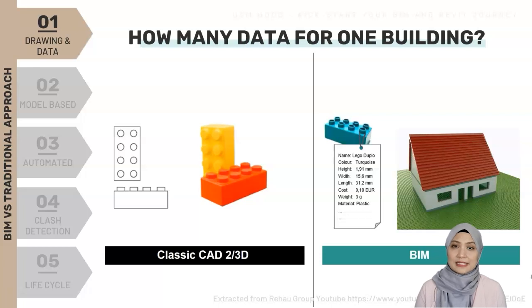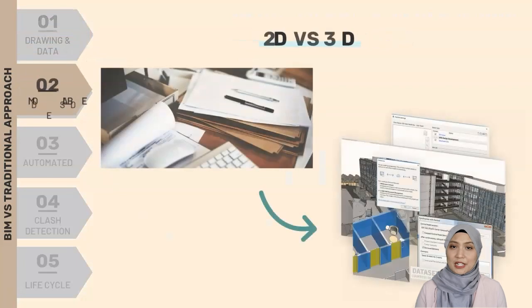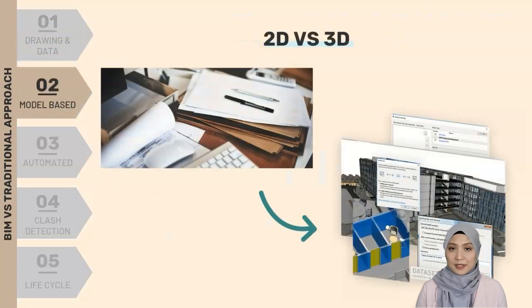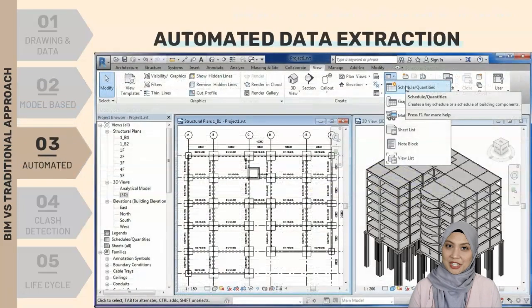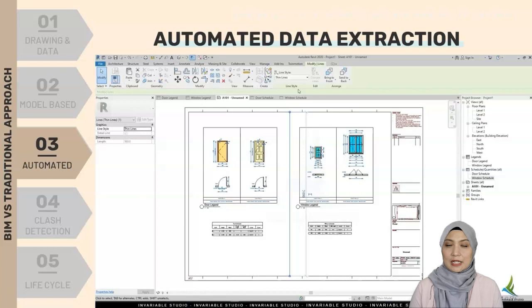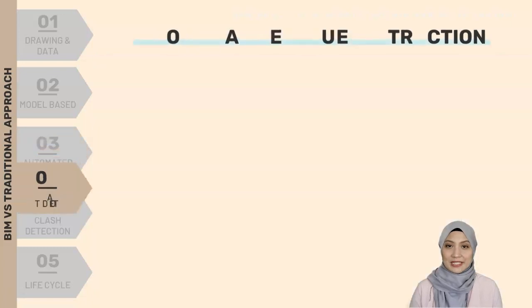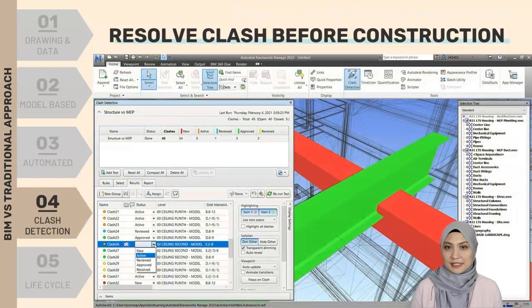The second difference is traditional approach relies heavily on 2D drawings, either soft copy or printed, while BIM is a model-based platform that allows multiple consultants to collaborate using the same model. The third one is automated data extraction. From the BIM model, we can produce bill of quantity, run solar analysis, schedules, and other data based on needs. The fourth difference is clash detection. Because consultants already built the virtual version of building in BIM model, clashes between components can be detected automatically before the construction stage.